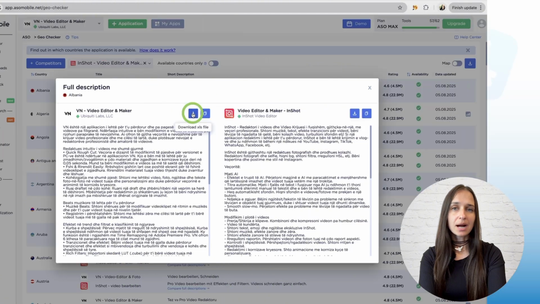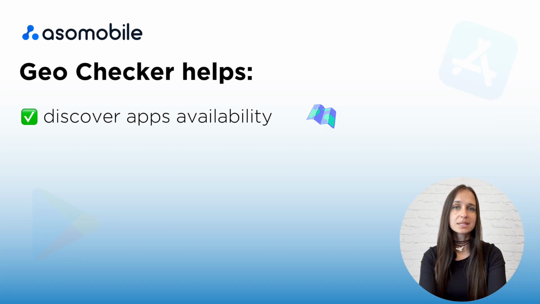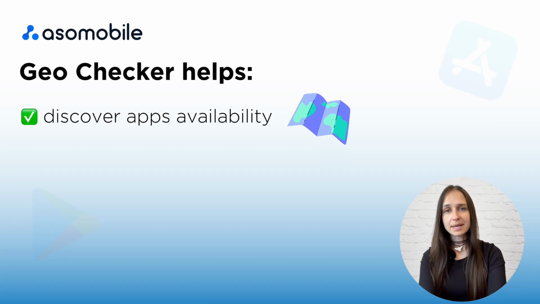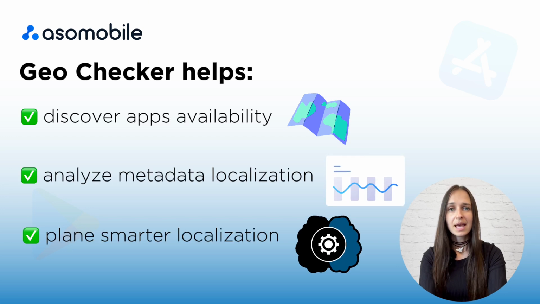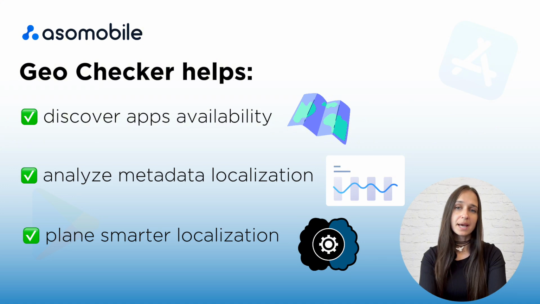So, to sum it up, Geo Checker helps you discover where your app and your competitors are available, analyze how metadata is adapted by country, and make smarter decisions when planning your localization strategy.